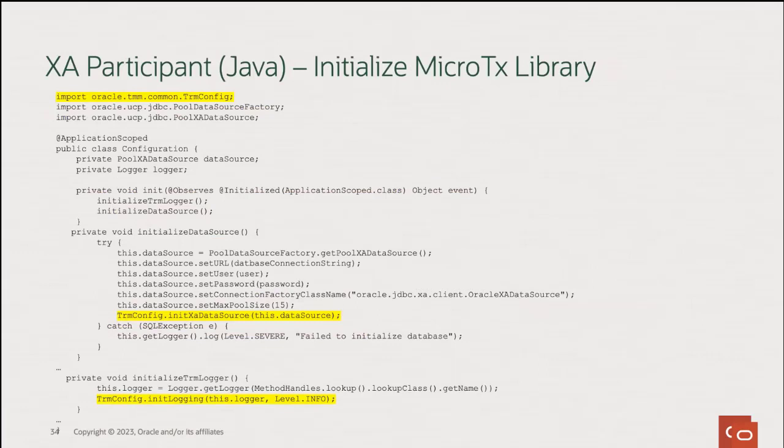So this is about the initiator. Now, in the case of a participant application, the first step is to initialize the MicroTx library by passing an XA compliant data source. So this is what you can see here. We have a data source, and then we call the init XA data source and pass the data source into that. And then the TrmConfig, which is part of the MicroTx library, also provides methods to initialize logging.